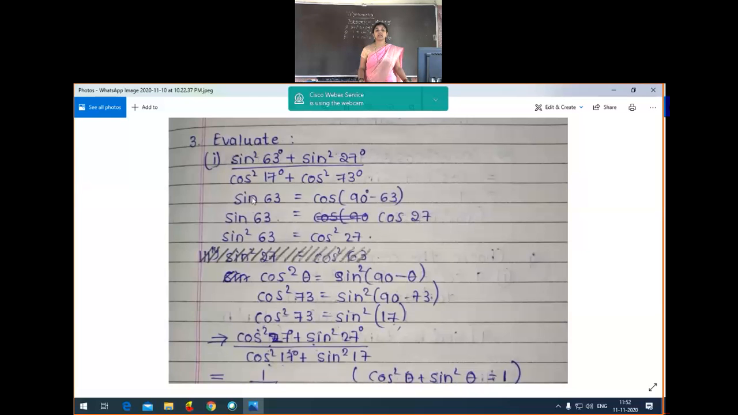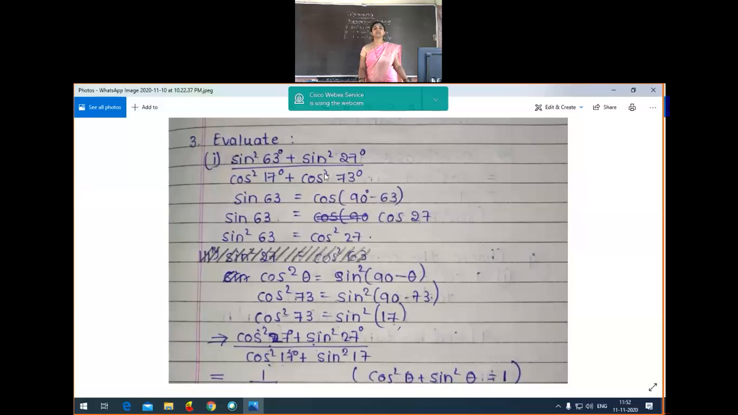Sin 63: how can we write sin 63? Sin A is equal to cos of 90 minus A, no? So sin 63 is cos of 90 minus 63, then sin 63 is cos 27. Yes, if sin 63 is cos 27, then sin square 63 is equal to cos square 27. We can write it this way: sin square 63 is equal to cos square 27.